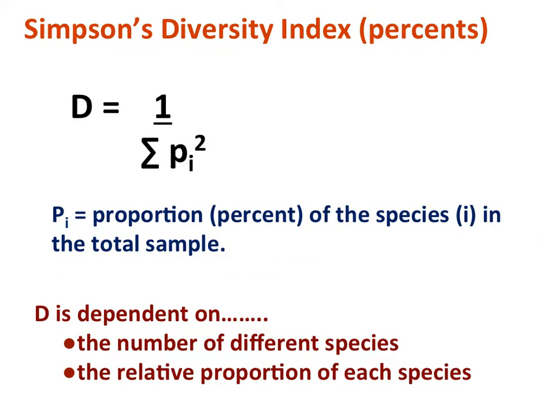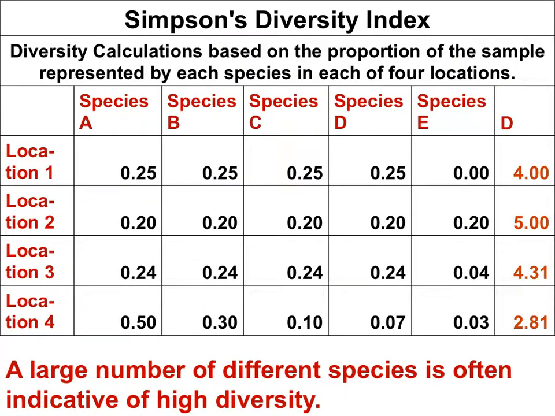If the data is collected as percent, not counts, then Simpson's diversity index calculation is this one, where diversity is equal to 1 divided by the sum of the percent of each individual species squared. Let's look at some examples and practice the calculation.